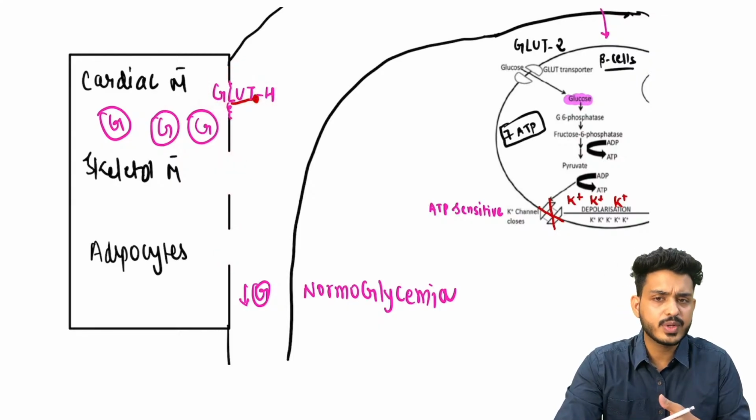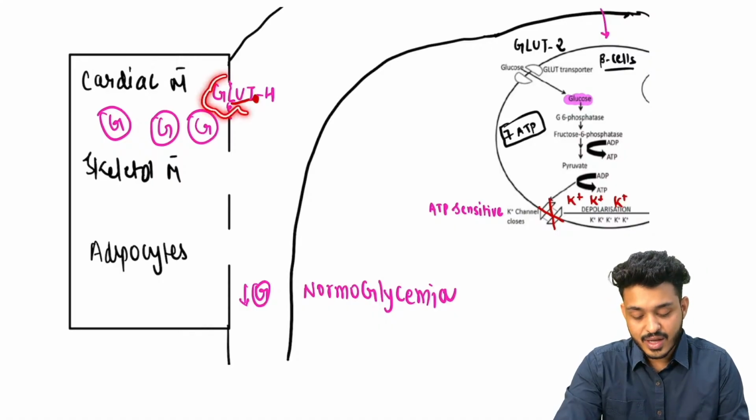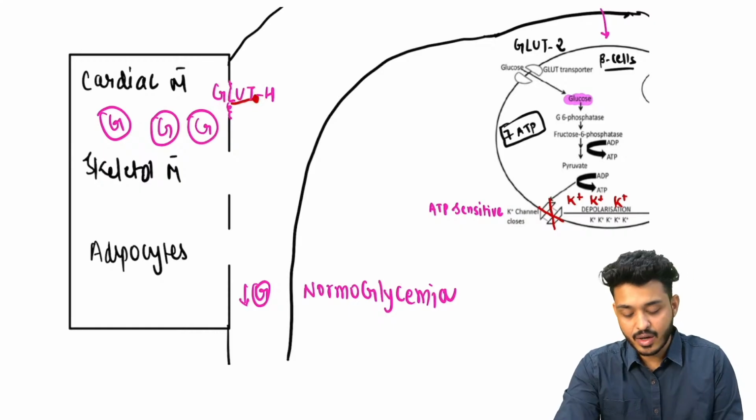Without the key you cannot open the door, right? So what is going to happen? You cannot open this, right? Once you have this insulin, this insulin will come and bind, and now all the glucose will go inside.